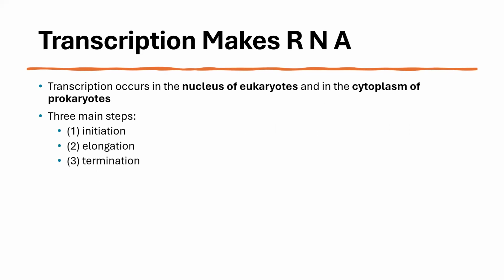Now, there are three steps to transcription, which is the process of making RNAs. In eukaryotes, transcription is going to occur in the nucleus, and in prokaryotes, it's going to just occur in the cytoplasm. The three steps are initiation, elongation, and termination. This is similar to DNA replication.